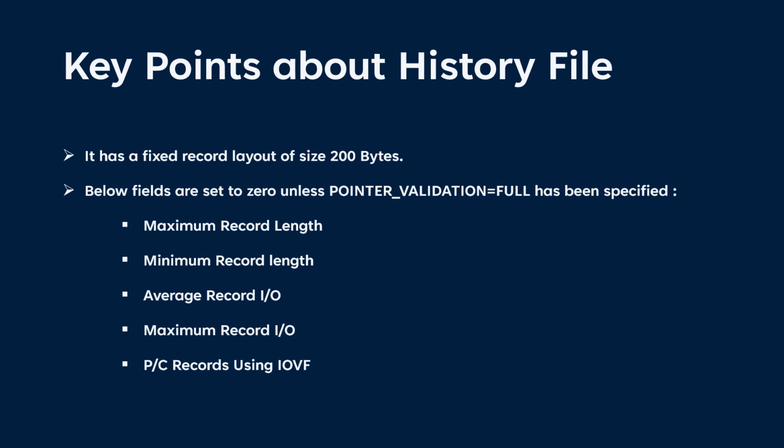However, there are a few fields which are set to 0 unless a specific keyword value is provided. For example, maximum record length, minimum record length, average record input-output time, maximum record input-output time, and percentage of records using IOVF are set to 0 unless keyword _validation equals full is specified.